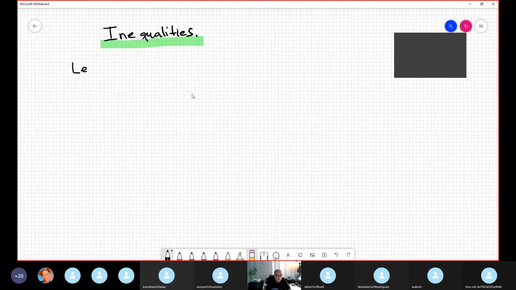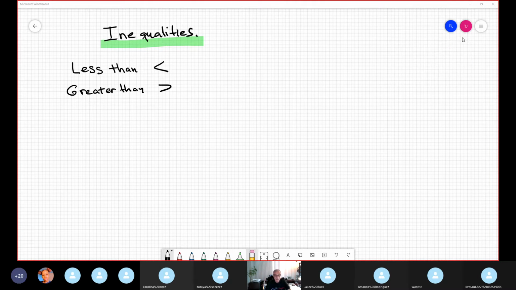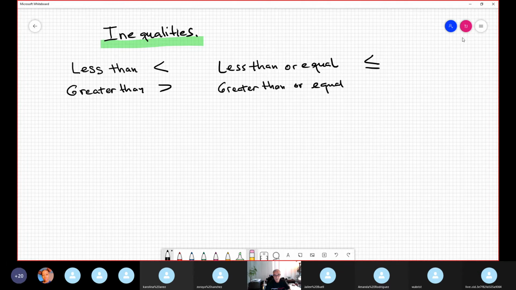But you need to be familiar with the symbols like that. Less than, greater than. Likewise, the combination with equal, for example, less than or equal, which is the combination of this symbol and this symbol, no? And greater than or equal. Okay, that's it. I suppose you remember this very well.